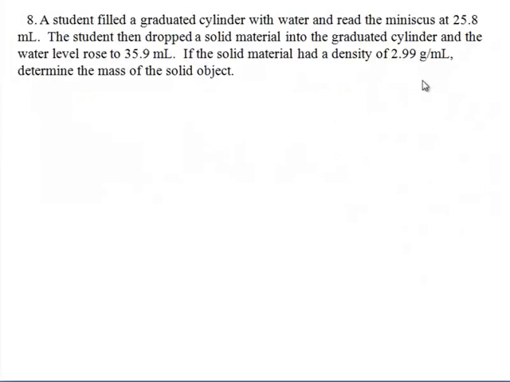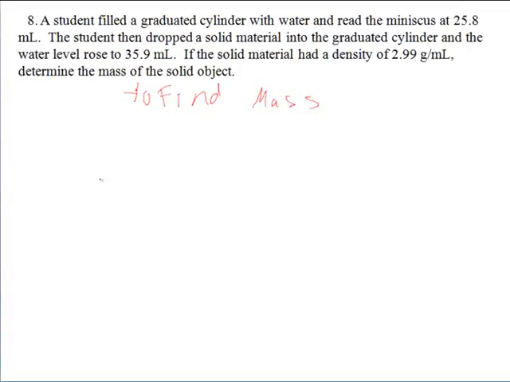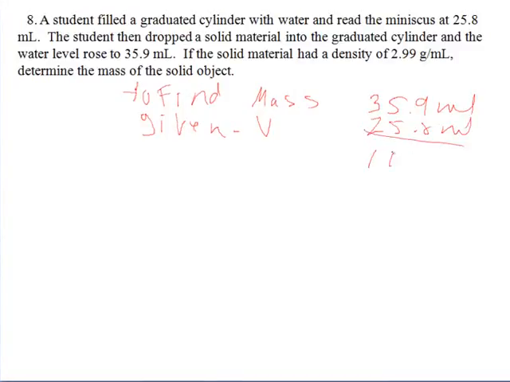Okay, so here a student filled a graduated cylinder with water, read the meniscus at 25.8 milliliters. The student then dropped the solid material into the graduated cylinder and the water level rose to 35.9. If the solid material has a density of 2.99 grams per milliliter, determine the mass. So we are trying to find mass. Okay? And we're given enough information to find volume, right? So what I know is we went up to 35.9 milliliters from 25.8 milliliters. So this is a 10.1 milliliter object.